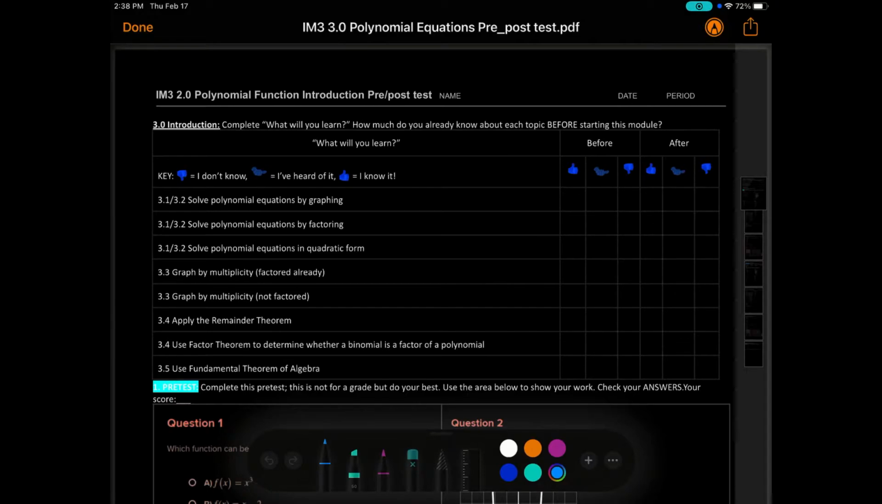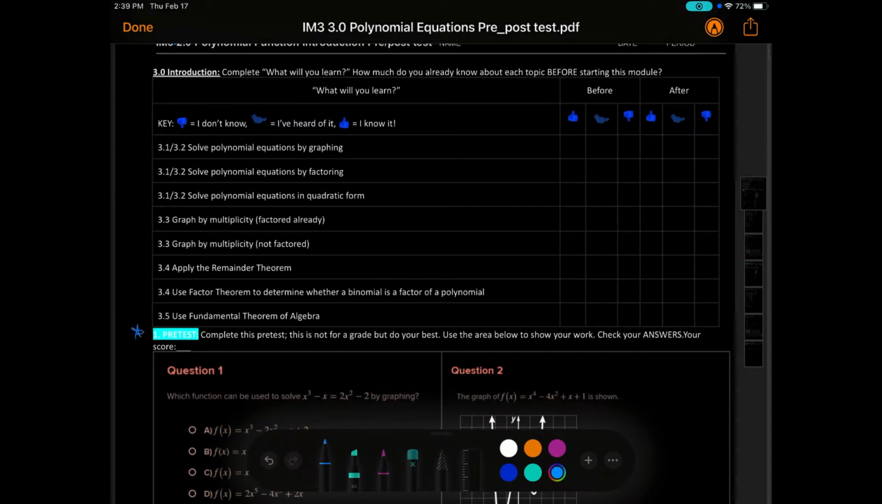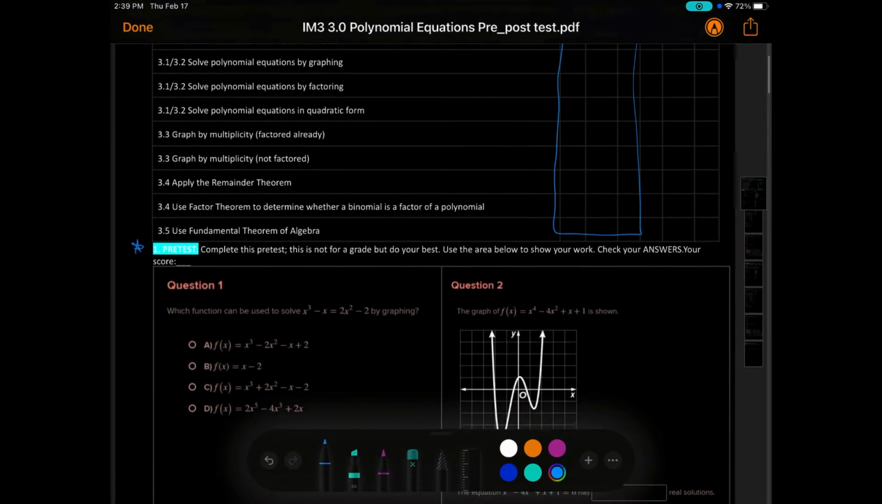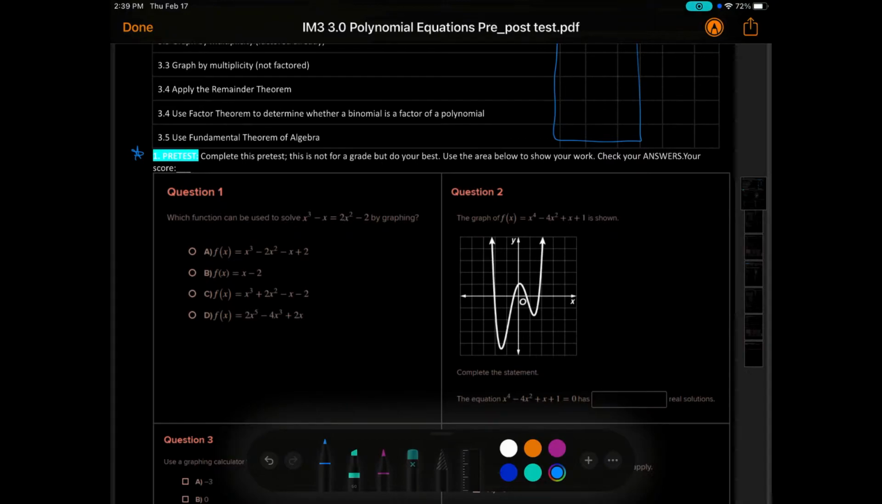Hey guys, let's go over this 3.0, that should say 3, Polynomial Function Introduction Pretest Post-Test. So down here, the pretest, complete this pretest. This is not for a grade, but check your answers. So go ahead and fill this part out. I think I told you to do that later, but let me just go over these questions here.